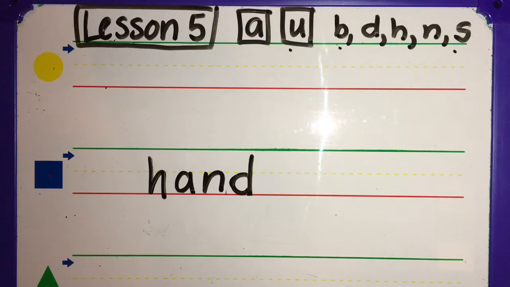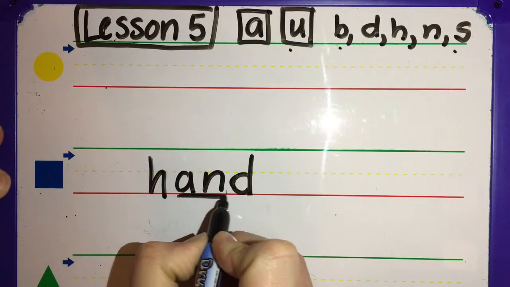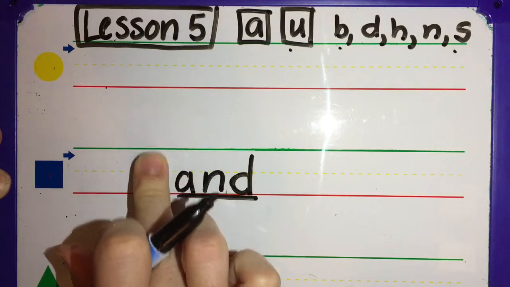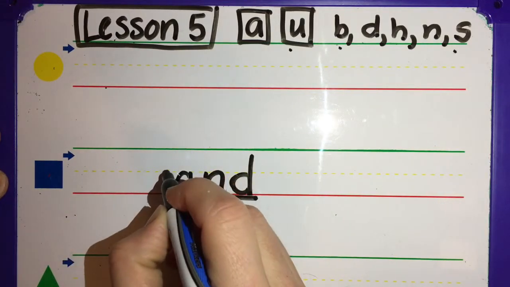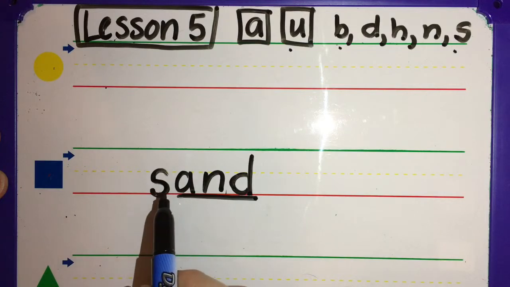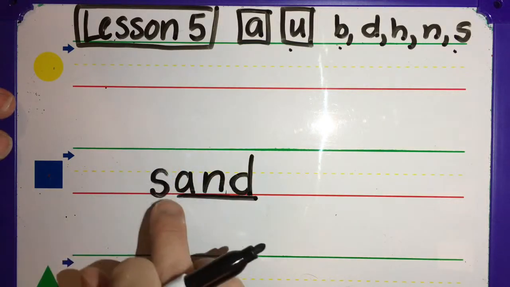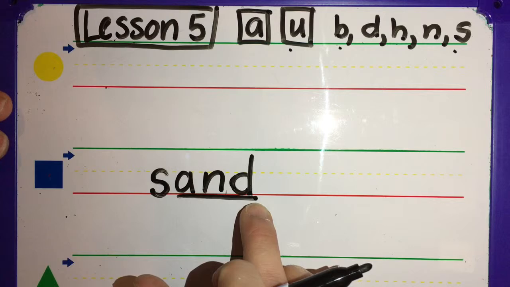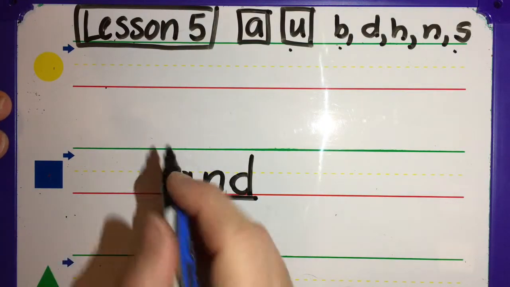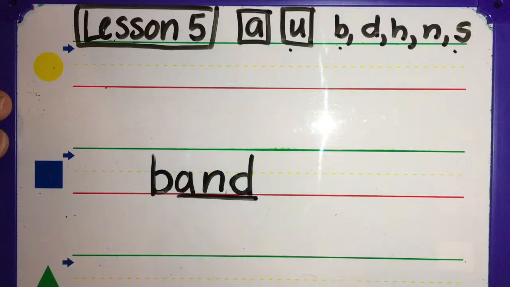S-A-N-D. Sand. I noticed that the last three letters and sounds are the same as in hand, so I'm only changing the first letter, replacing the H with an S. S-A-N-D. Sand. Excellent. The next word is band, as in she played the trumpet in the band. Go ahead and segment the word band. B-A-N-D. Band. Okay. Again, last three letters and sounds are the same. So we're going to change just the first letter, replacing the S with a B.